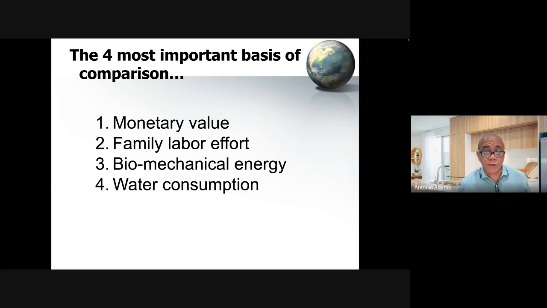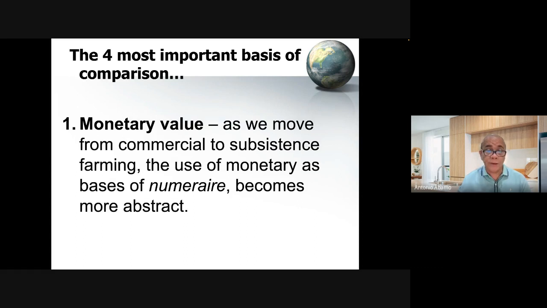And these actually follow certain economic principles, because even if it cannot be monetized, economics is still applicable there through these different comparisons. So first is monetary value. As we move from commercial to subsistence farming, the use of monetary value as a numerator or conversion unit becomes more abstract. Take note, it is easy to use monetary value when the farm is commercially operating.